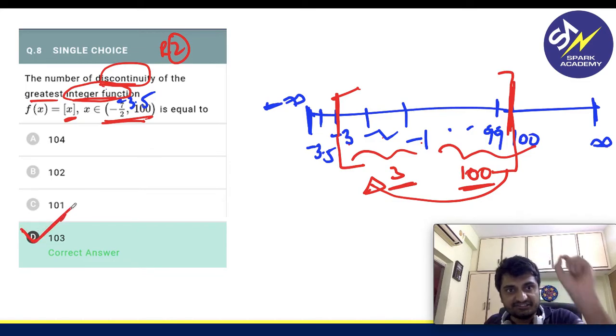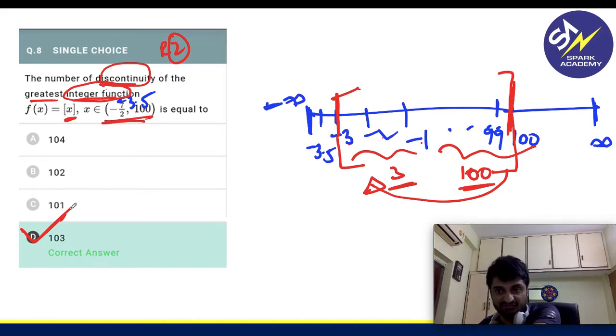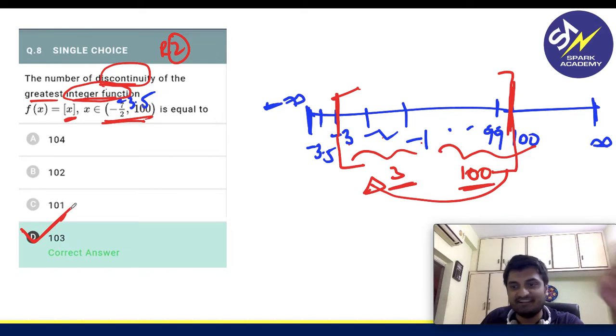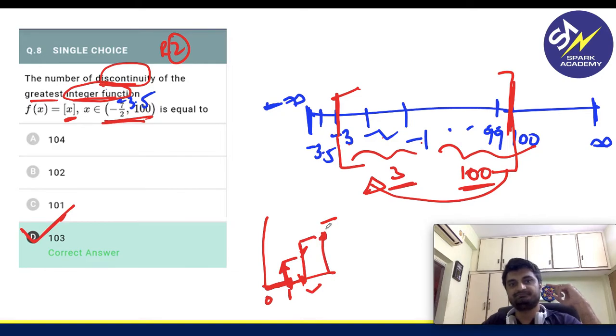So greatest integer function means you need to get the integer values, right? You need the integer values. So every integer value, it's a discontinuity. Discontinuous means what? You know, right? Step function looks like this. That means what? From 0 to 1, at 1 it is discontinuous. At 1 it is changing. Again, at 2 it is changing. At 3 it is changing. And so on.